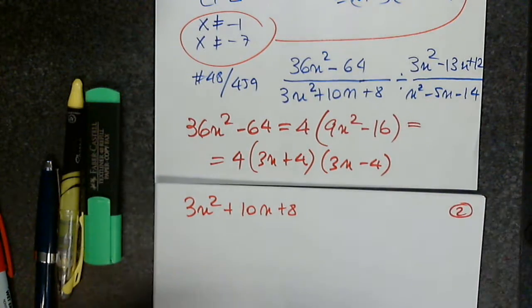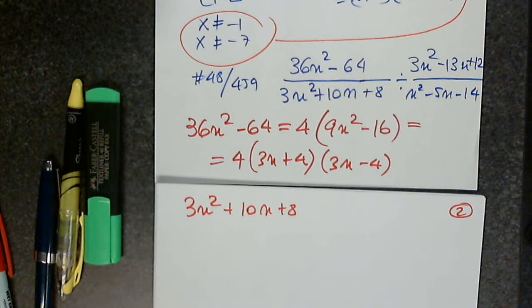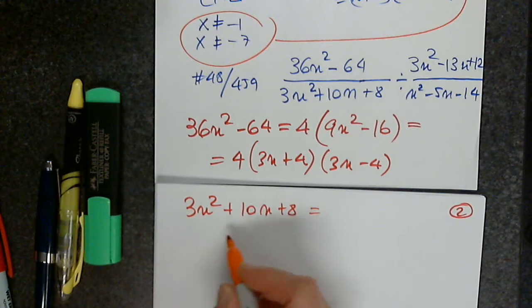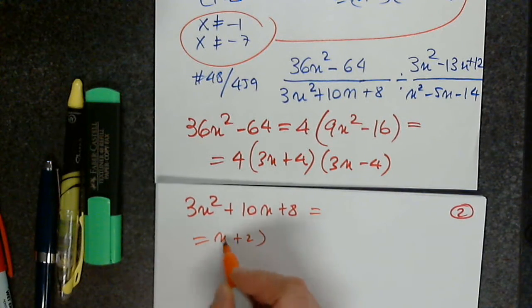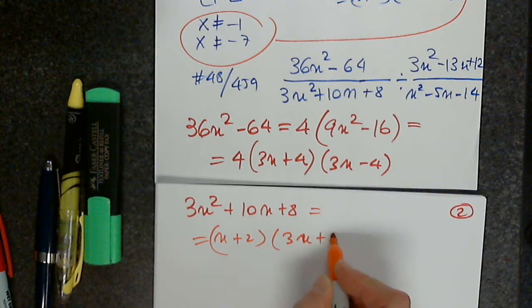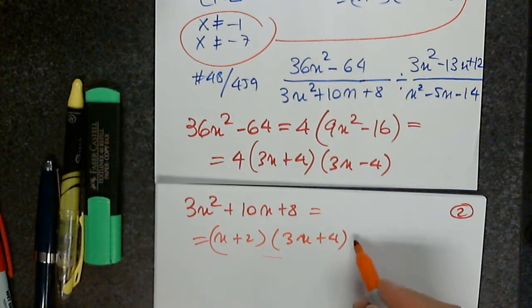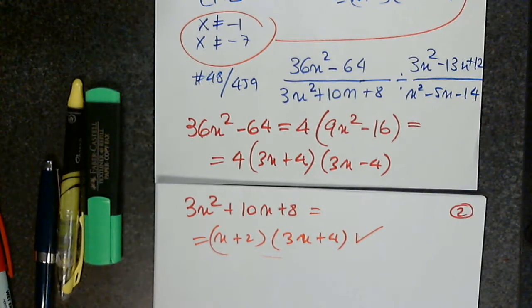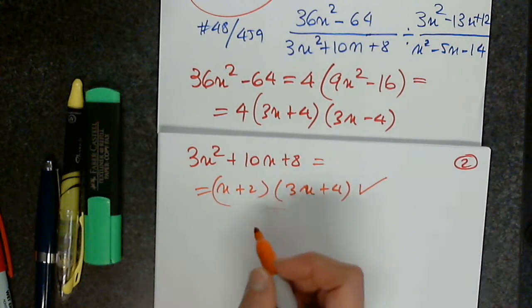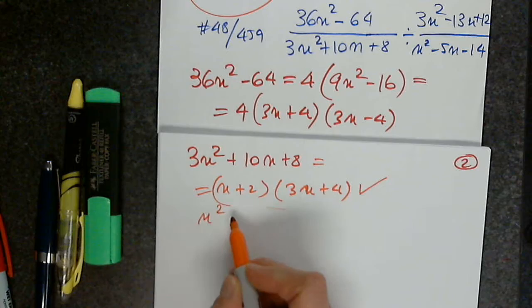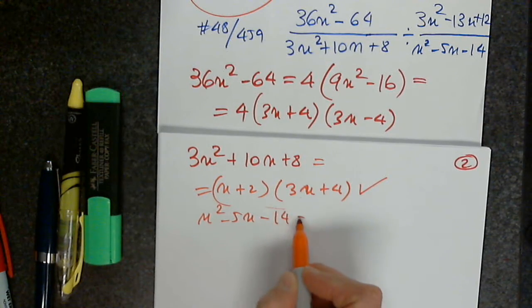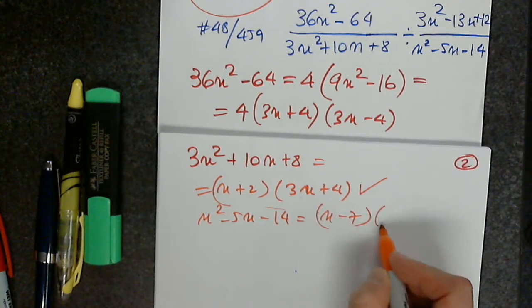What do we do with this one? I factored out the denominators already. Okay, I got n plus 2 and 3n plus 4. Yeah, it's n, that's okay. I'm sorry, it's my handwriting. So n times 3n. Correct. 4 plus 6. Correct. 2 times 4, 8. Correct. And then for the other denominator, I had n minus 7, n plus 2. Yes, indeed, n squared minus 5n minus 14 is n minus 7 and n plus 2.